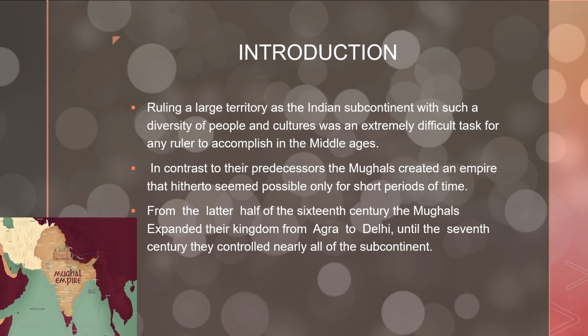From the latter half of the 16th century, the Mughals expanded their kingdom from Agra to Delhi. Until the 7th century, they controlled nearly all of the subcontinent.